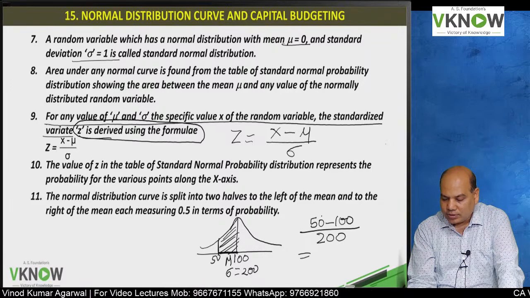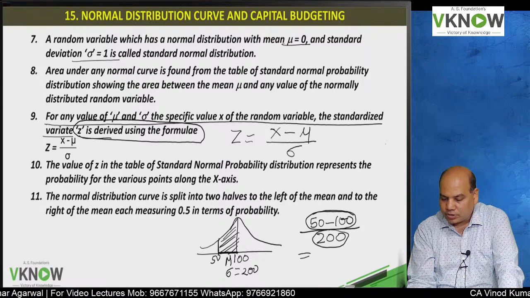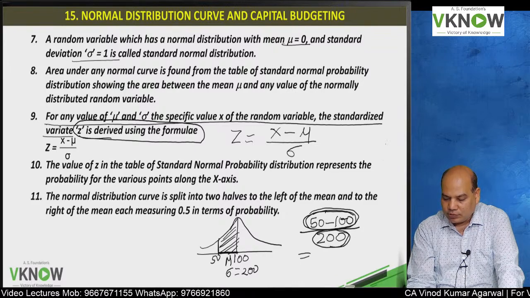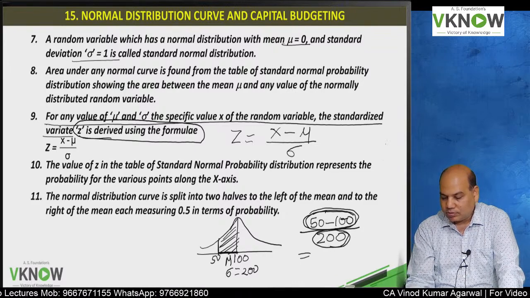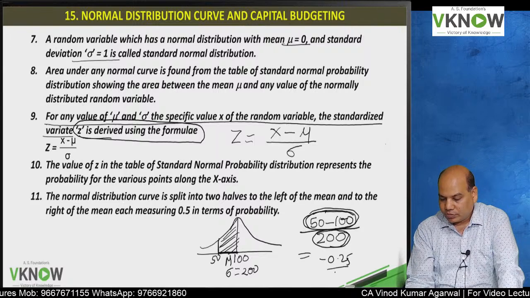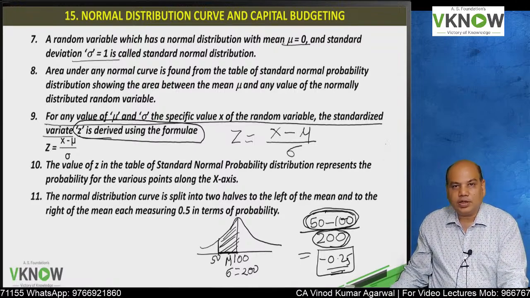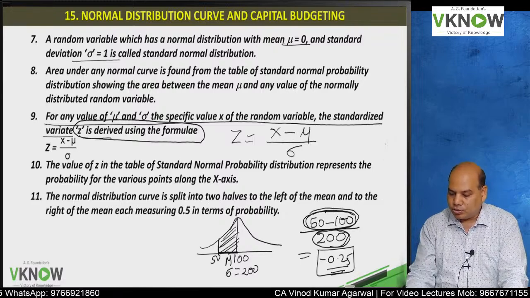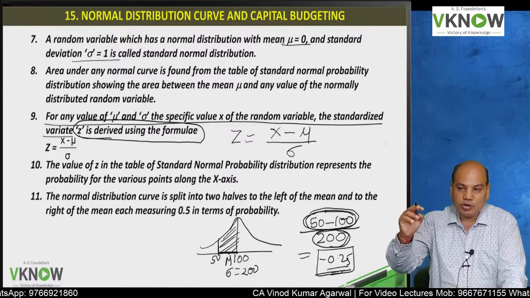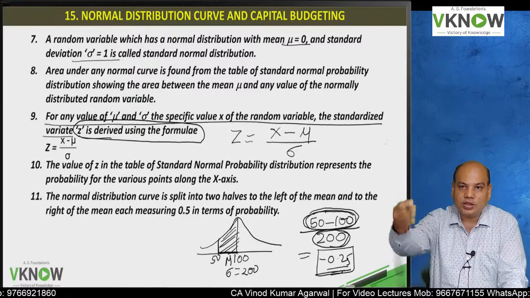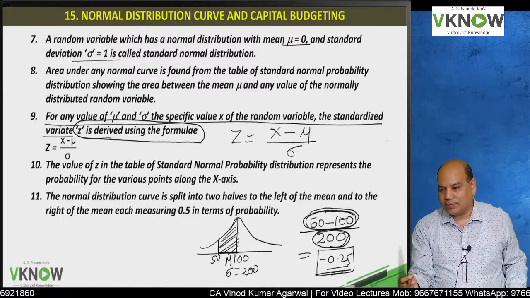How much is the deviation from the mean per unit of standard deviation? So that is your 50 divided by 200, 0.25. So I will go to the normal distribution table and find the value of 0.25. That will give me the probability. 0.25 is not the probability. You will use 0.25 to search in the normal distribution table.